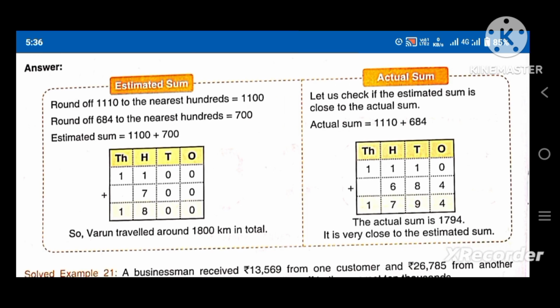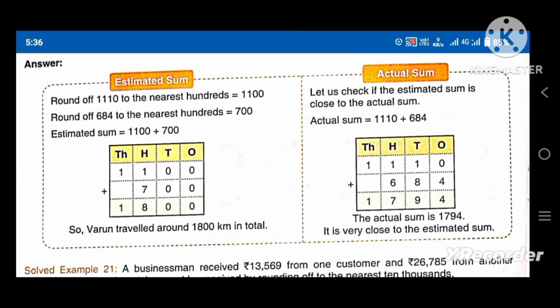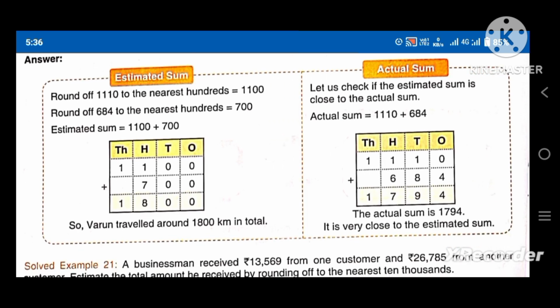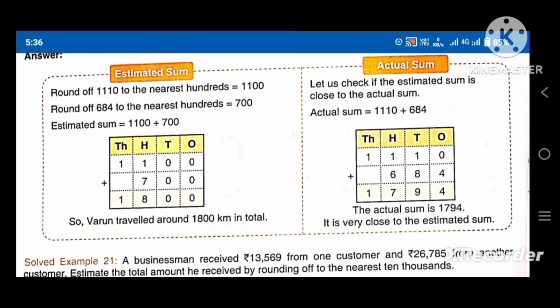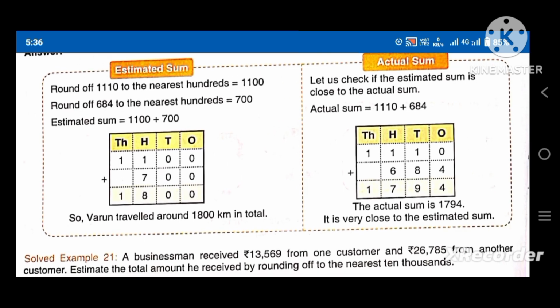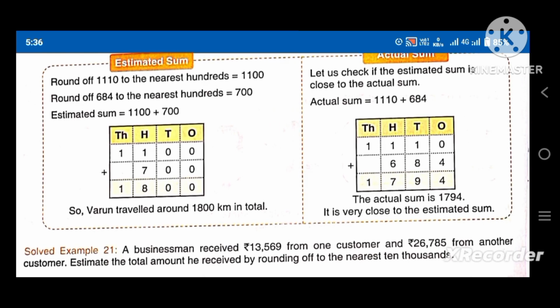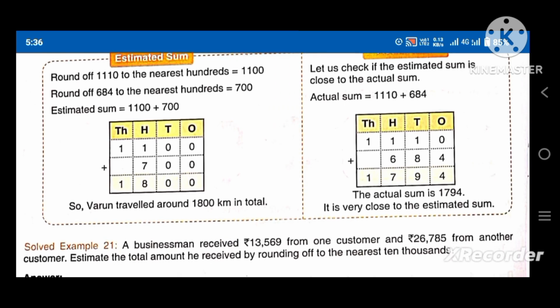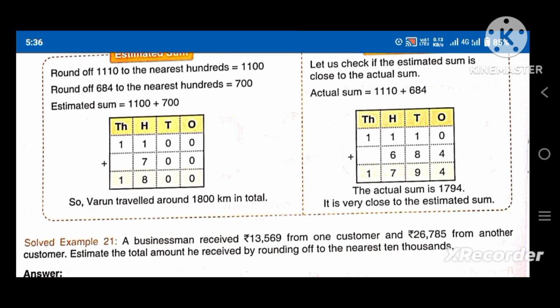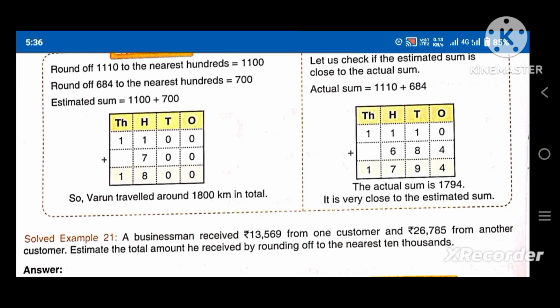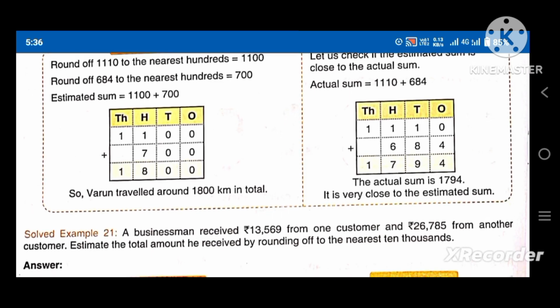Actual sum. Let us check if the estimated sum is close to the actual sum. Actual sum is equal to 1110 plus 684. The actual sum is 1794. It is very close to the estimated sum.